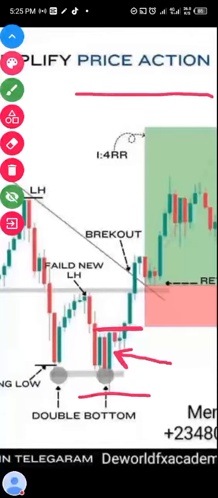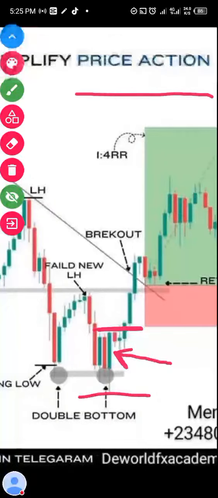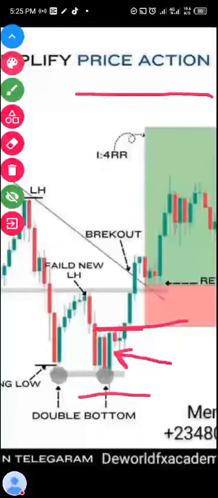I do not do 1:1. I do not do 1:2. Please, if you do that, congrats to you. May the Lord help you. I have no issue against it. But this is how I see the market. This is how I see it.